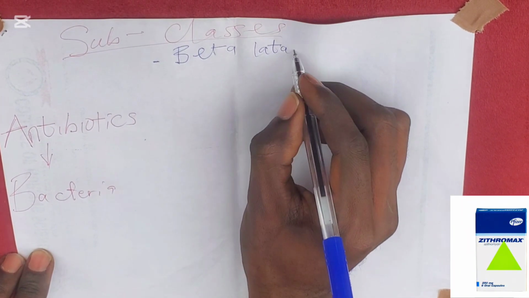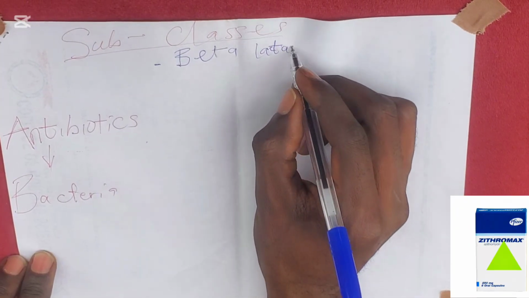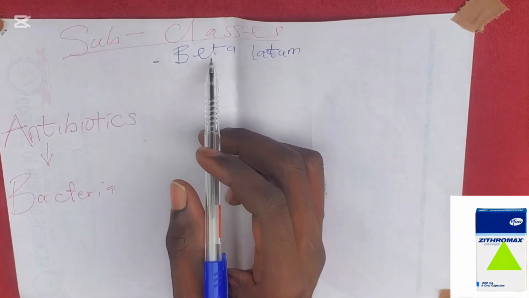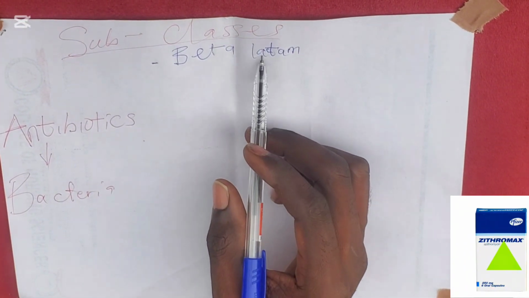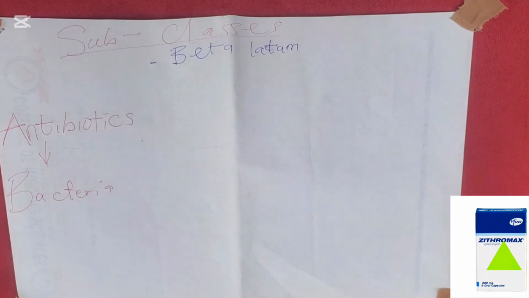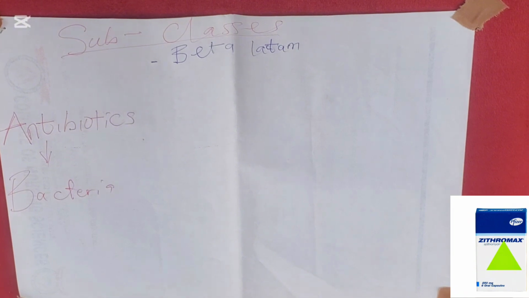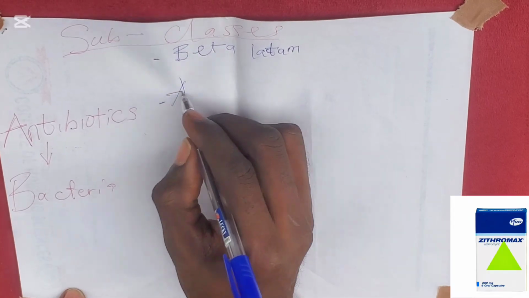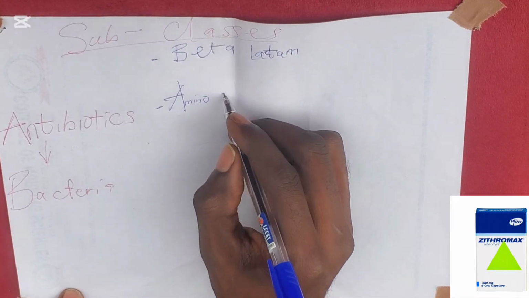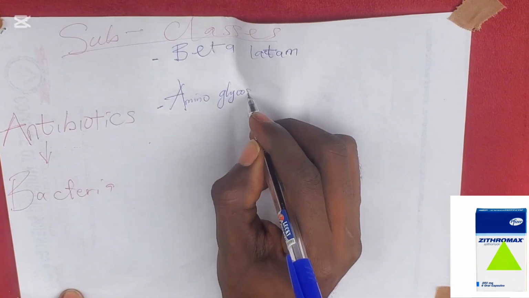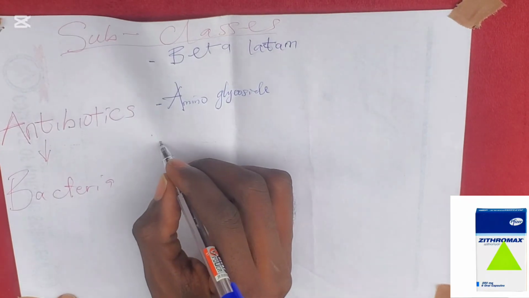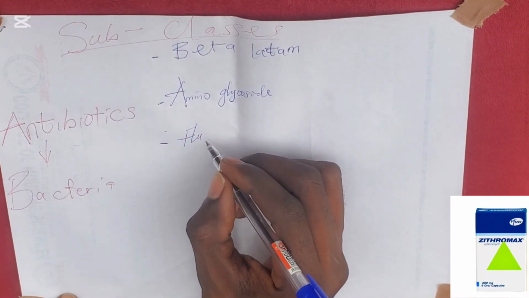Beta-lactam. Now let me spell the beta-lactam for you. B-E-T-A and then L-A-C-T-A-M. Let's stop there. Beta-lactam is the number one subclass of antibiotics. Let's go ahead. The second one is called the aminoglycoside. Aminoglycoside. After the aminoglycoside, we have the fluoroquinolones.